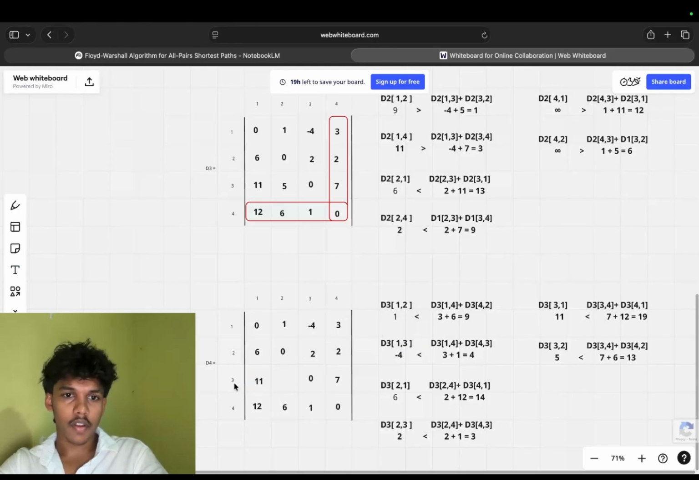So now we have to find 3 to 2. 3 to 2 is 5. Our middle element path is 3 to 4, then 4 to 2. 3 to 4 is 7, 4 to 2 is 6, 7 plus 6 is 13. So 5 is less than 13, we will add 5.